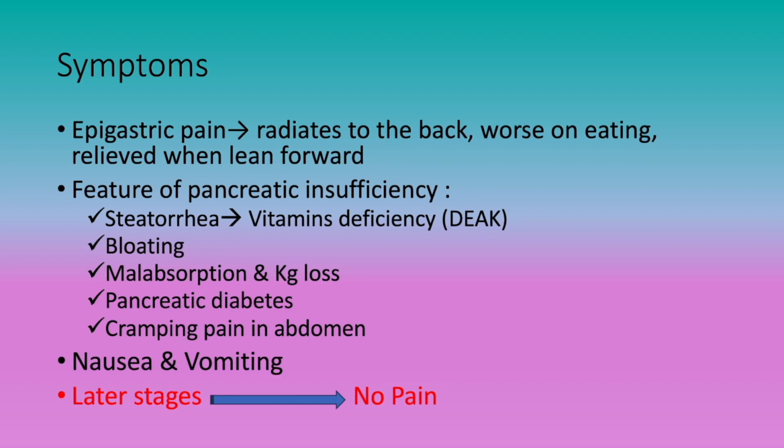How will chronic pancreatitis be presented? Epigastric pain, which will radiate to the back, get worse on eating and relieved when leaning forward. The features of pancreatic insufficiency are gonna be endocrine and exocrine. Starting with the exocrine, gonna be steatorrhea due to the lack of absorption of lipophilic vitamins D, E, A, and K. Gonna cause malabsorption, weight loss, nausea, vomiting, bloating, and cramping pain in the abdomen. The endocrine pancreatic insufficiency is gonna be presented with pancreatic diabetes. In later stages of the disease, it's gonna be painless.